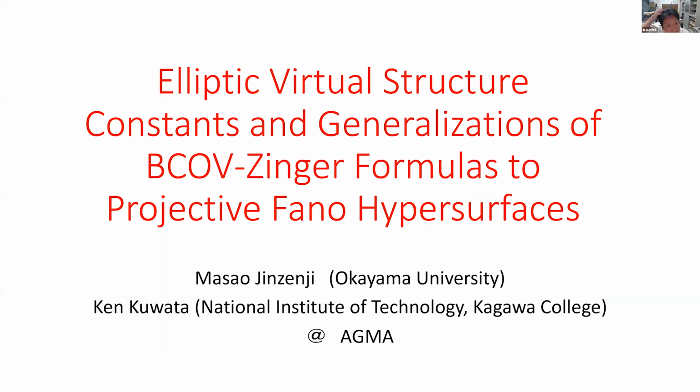Thank you for the introduction, and I would like to thank the organizers for giving me an opportunity to talk on this topic in this conference. The title is Elliptic Virtual Structure Constants and the Generalizations of BCOV-Zinger Formulas to Projective Fano Hypersurfaces. BCOV is the abbreviation of the four persons' names, Bershadsky, Cecotti, Ooguri, and Vafa. These are major string theorists. This is a topic of Gromov-Witten invariants and mirror symmetry, and this work is joint work with Ken Kuwata from National Institute of Technology, Kagawa College.